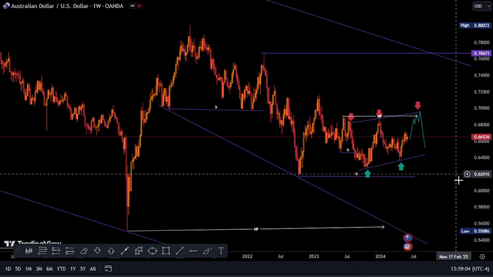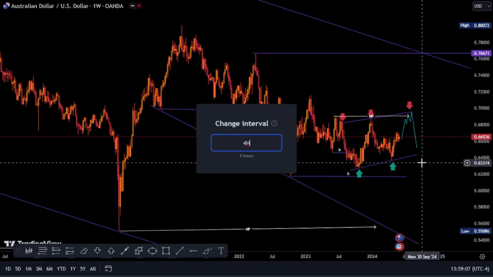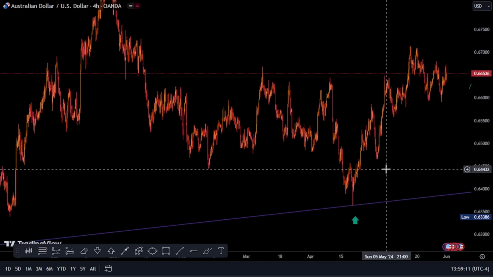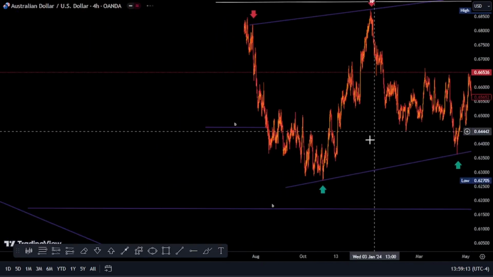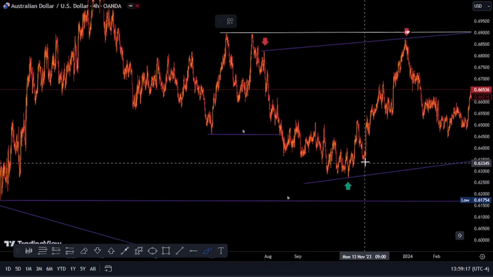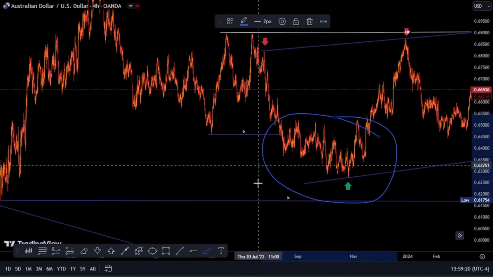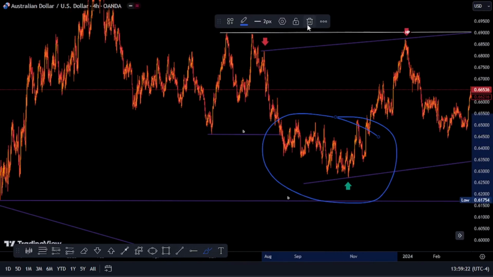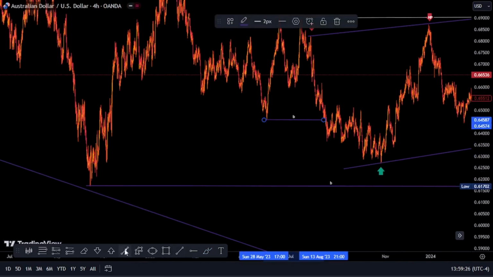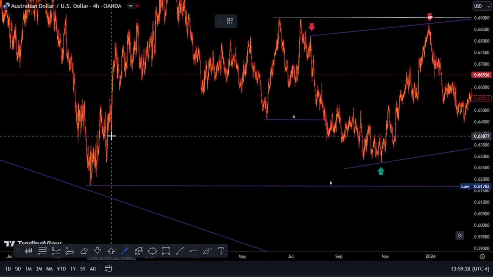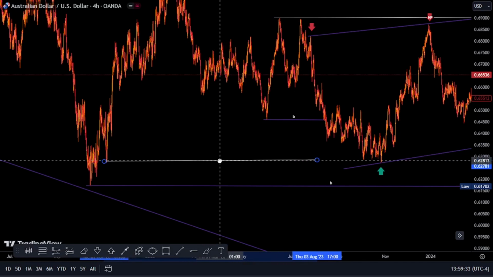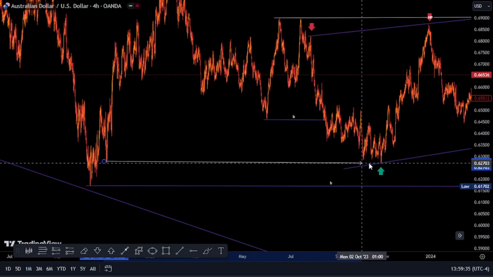So let me show you something on 4-hour time frame. You see this area here, this is what I'm talking about. There's a break of structure, there is a hook point. You understand? Even this one, and even this one.